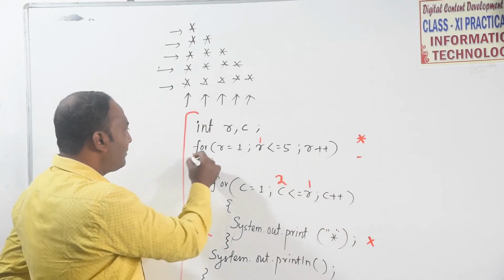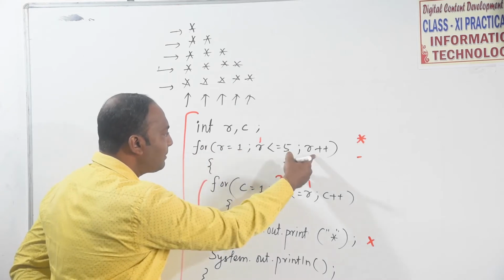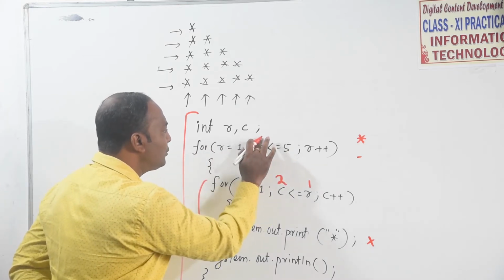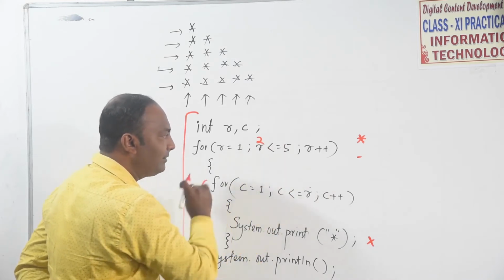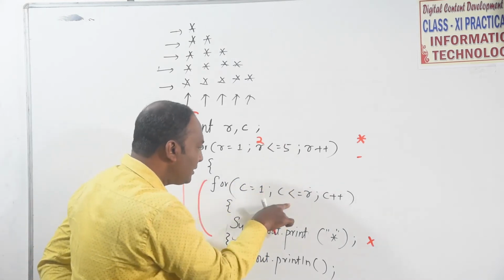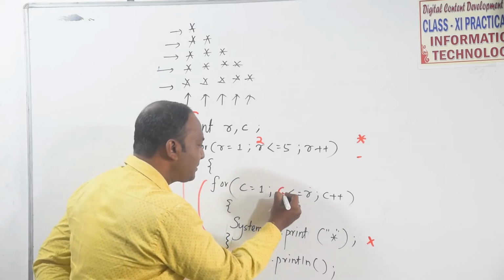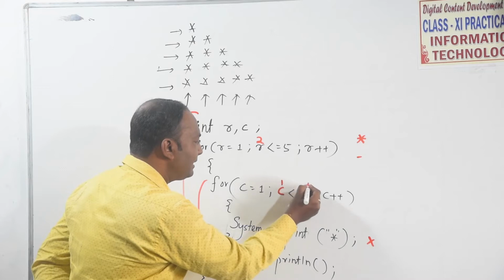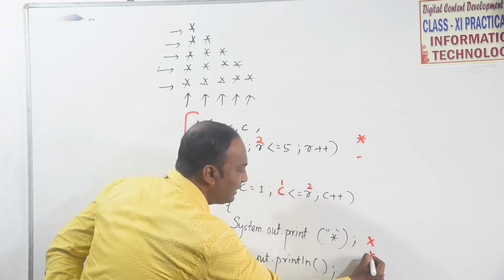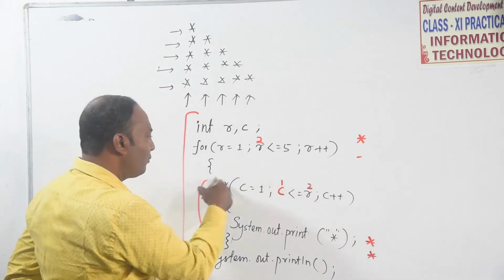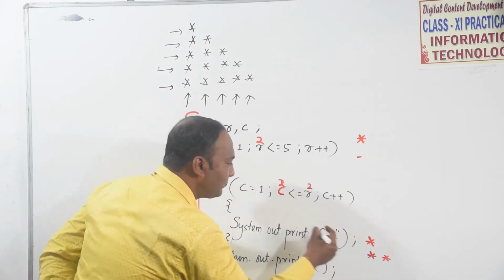Next, in the outer loop, r plus plus makes r equal to 2. So 2 is less than or equal to 5, yes. In the inner loop, c again starts from 1, the value of c is 1 and r is 2. So 1 is less than or equal to 2, yes, it will print a star. Then it goes to the inner loop again, 2 is less than or equal to 2, it will print another star.